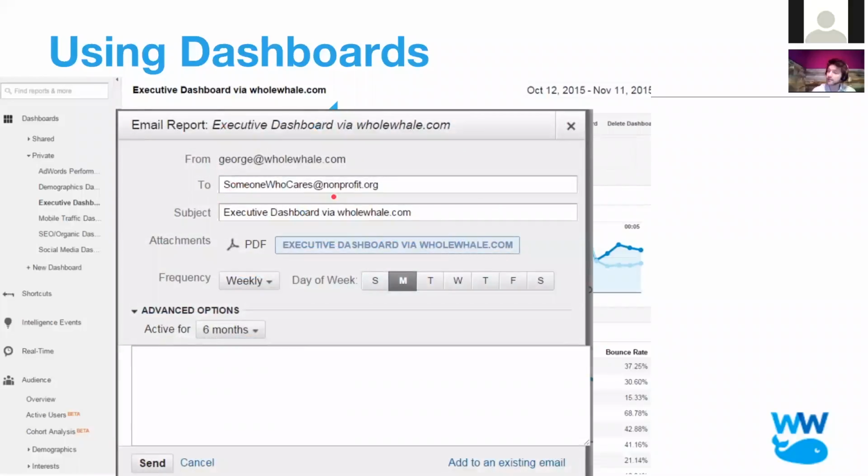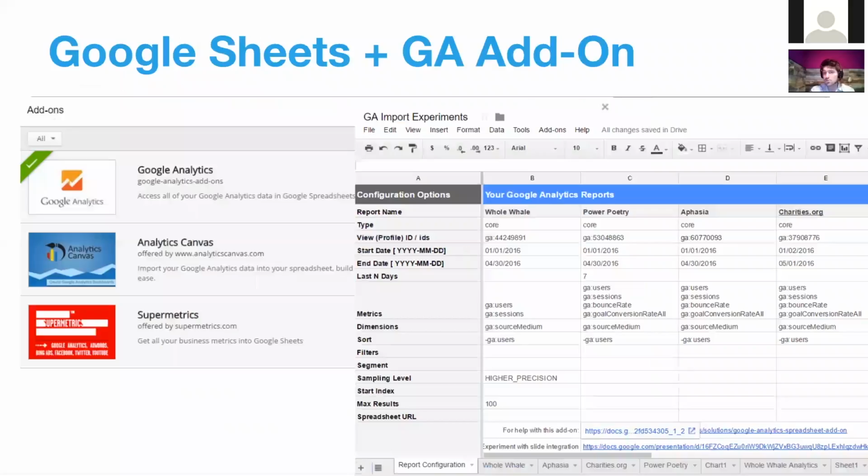So if we click email, we can email it to someone who cares at nonprofit.org. And we can set it up weekly to go on Mondays, active for 6 months. And we can send the executive dashboard to the team. So this is a step of starting to build that feedback loop.